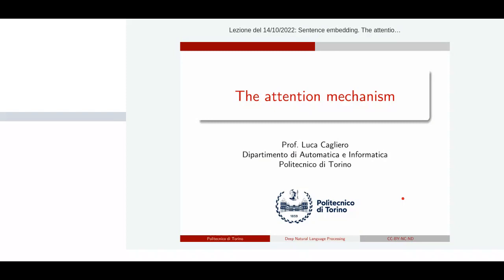Okay, so now we have presented the main sentence embedding architectures. Now we move to another topic, which is partly related, which is the attention mechanism. It is a mechanism used for learning from data. So it's a feature of many deep learning architectures, both in NLP and in other contexts, including images, videos, or multimodal learning. How many of you are already aware of what the attention mechanism is?